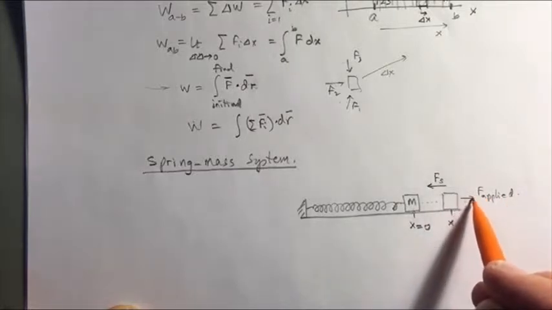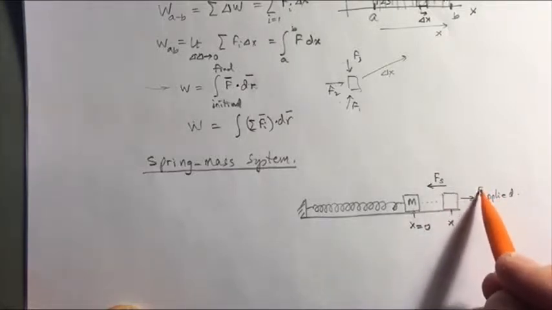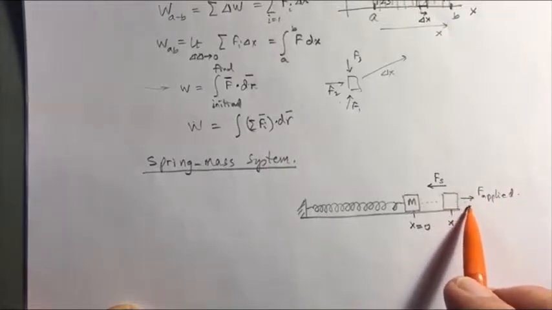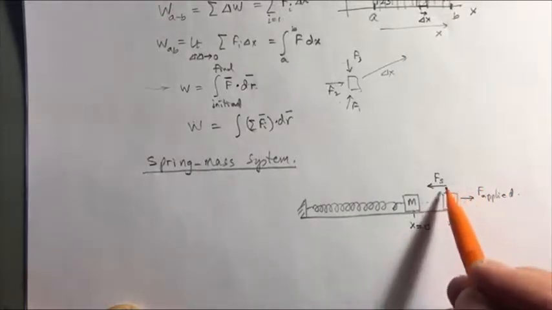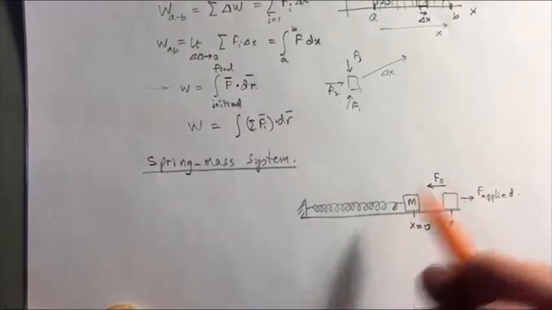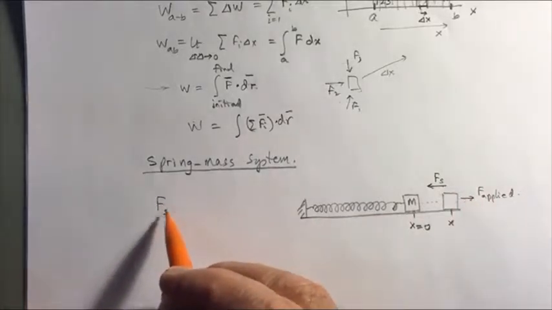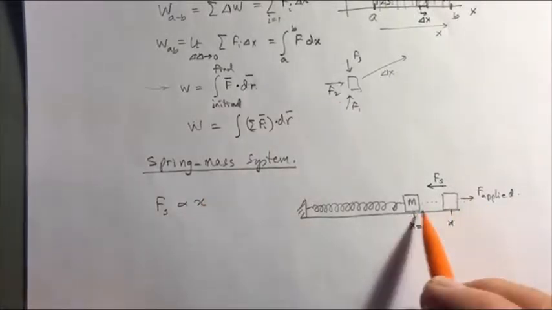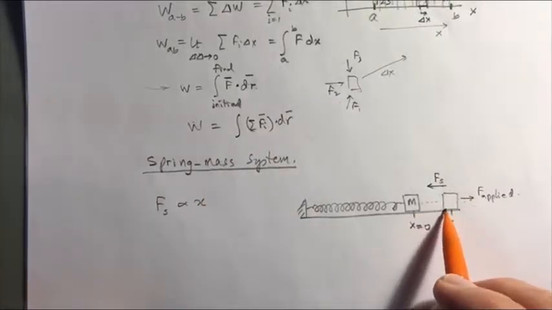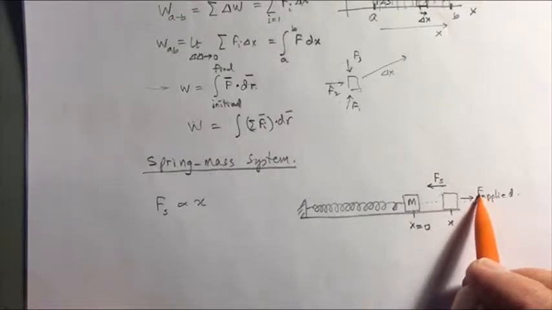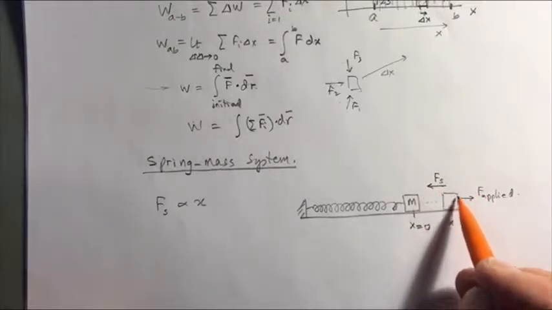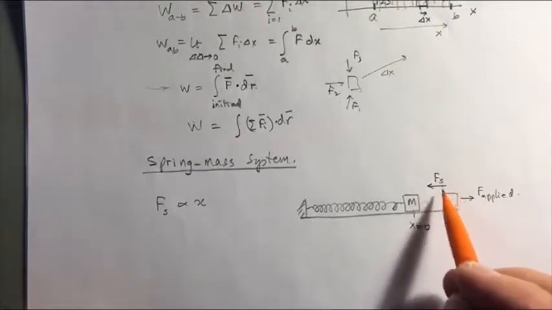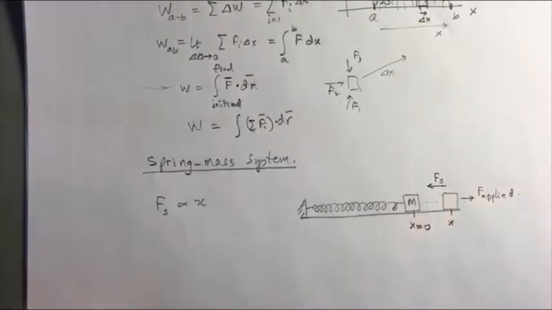Now we know that if we want to pull it further, we have to increase this force. So as we increase this force, it will go further, and because it's in equilibrium, this force will also increase. So one thing we see from here is that the restoring force is proportional to the displacement. The more you want to pull, the bigger the force applied, and the bigger the restoring force if you hold it at that point. So we get a relationship that the restoring force is proportional to the displacement.